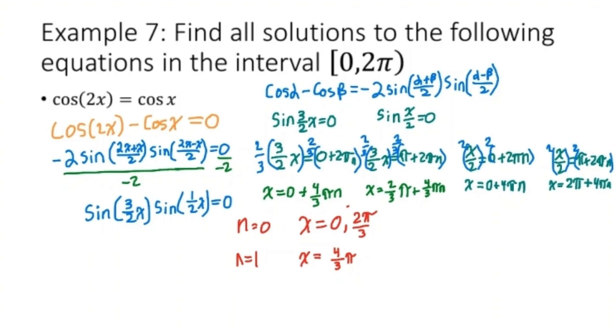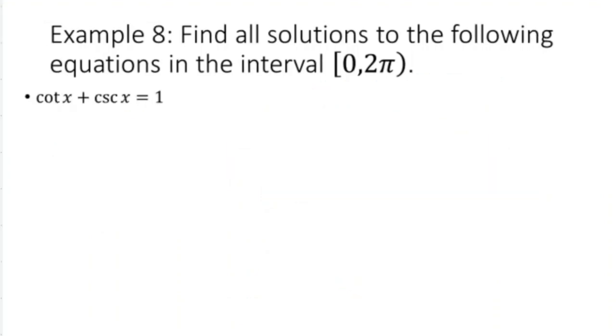As for n equals 2 or higher, the 4/3 pi n and the 4 pi n would be too big of values to add. So here in total, we're left with 3 solutions: 0, 2 pi over 3, and 4 pi over 3. Next, we're going to try to solve the following equation on the interval 0 to 2 pi.